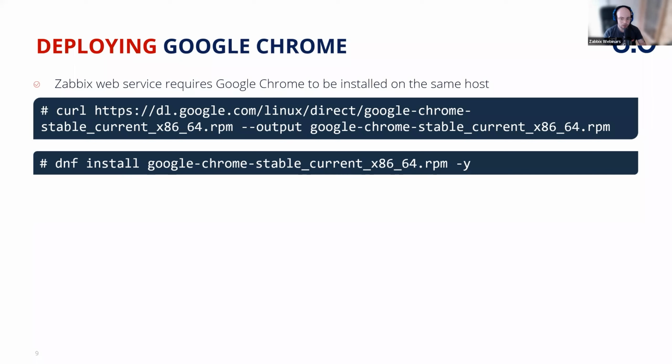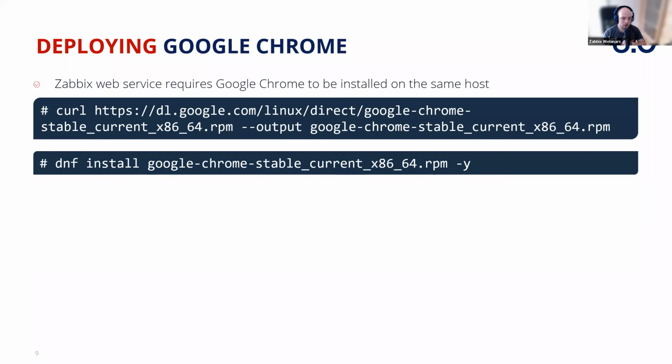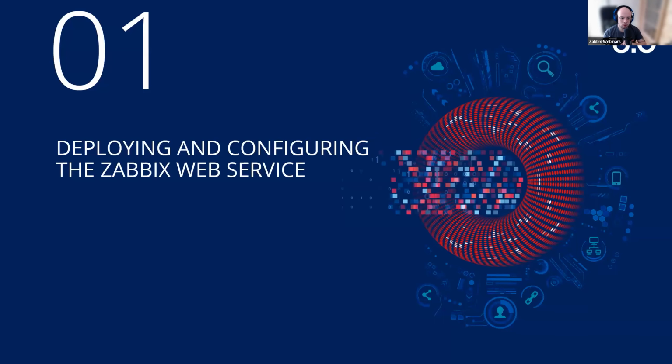So this needs to be deployed on the web report service server where the service is running, and it participates in the generation of the reports. All right, and after we have installed Chrome and the web reporting service, we will continue with configuring the Zabbix server. But first, I think we can get to it. So let's go all the way back and let's start.